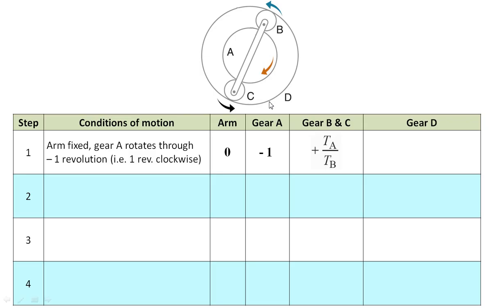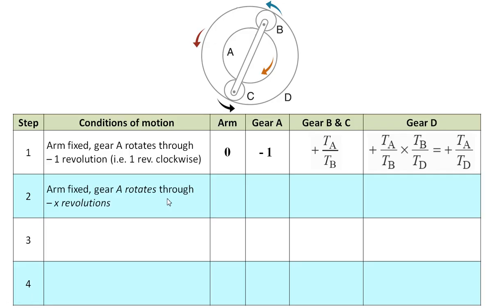So for the relations for gear D, we have again the positive sign and then TA divided by TB multiplied by TB divided by TD. So A is engaged to B and then B is engaged to D. So we have the ratios for the gears accordingly, and then as TB is common over here, it gets cancelled, and finally for the gear D we have plus sign due to anti-clockwise rotation, TA divided by TD. So in the next step, instead of this -1 we assume -x revolutions for gear A with arm fixed.